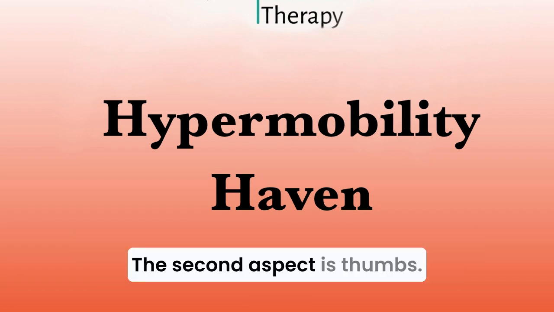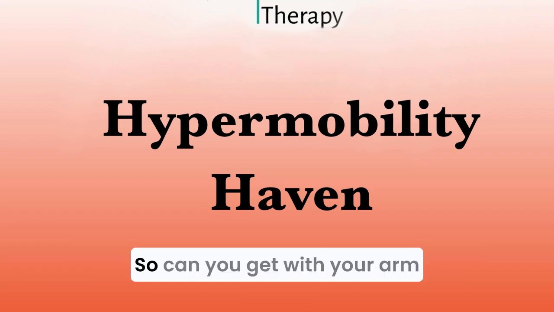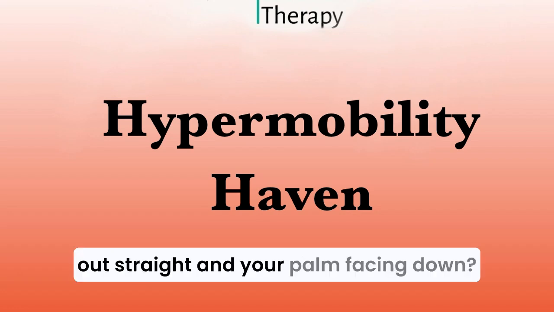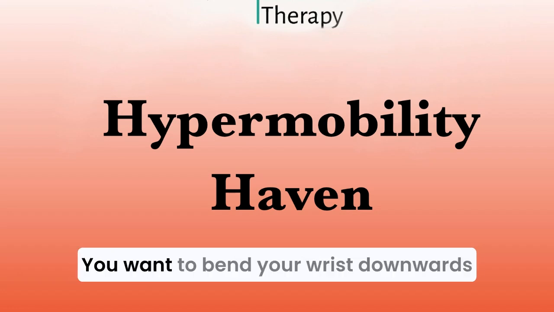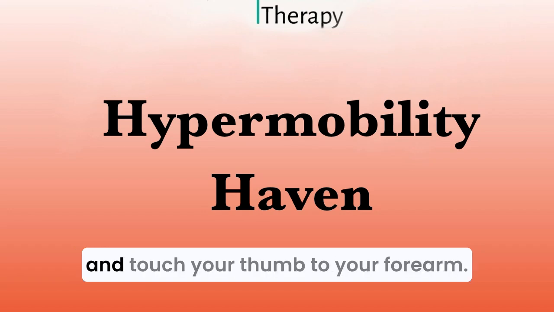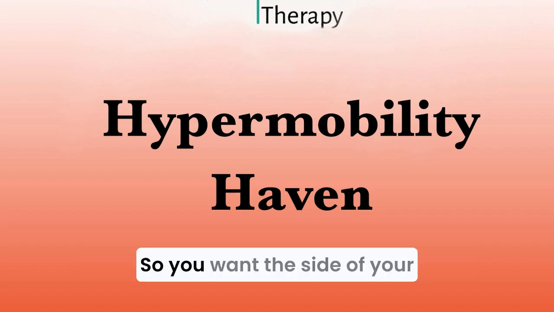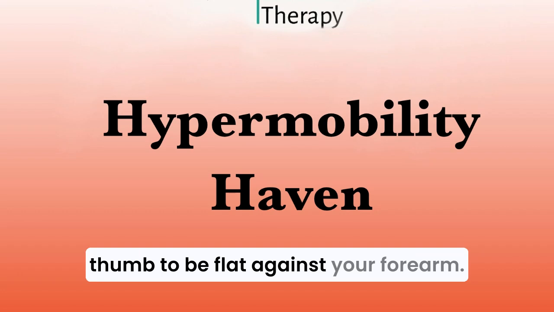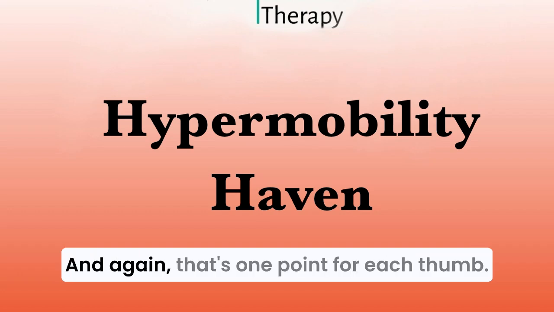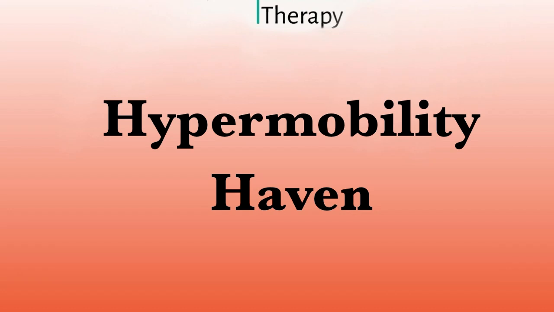The second aspect is thumbs. So with your arm out straight and your palm facing down, you want to bend your wrist downwards and touch your thumb to your forearm. So you want the side of your thumb to be flat against your forearm. And again, that's 1 point for each thumb.